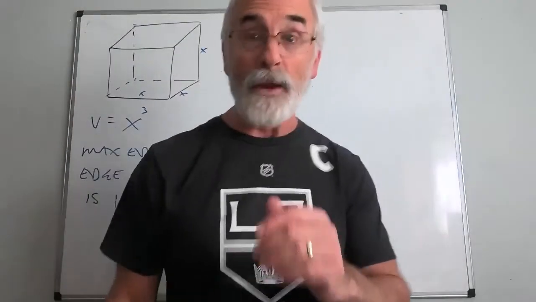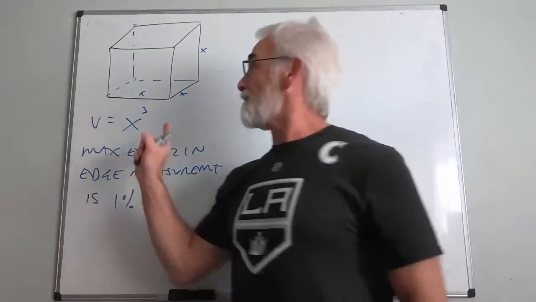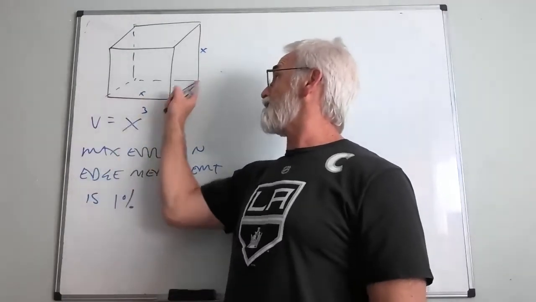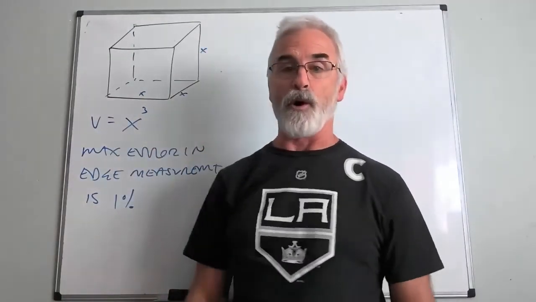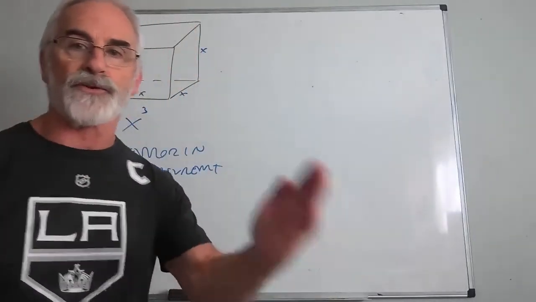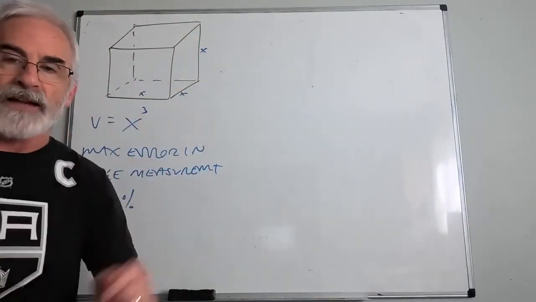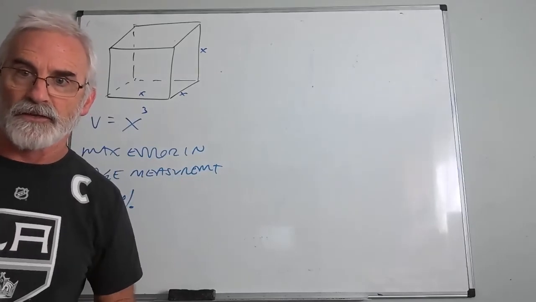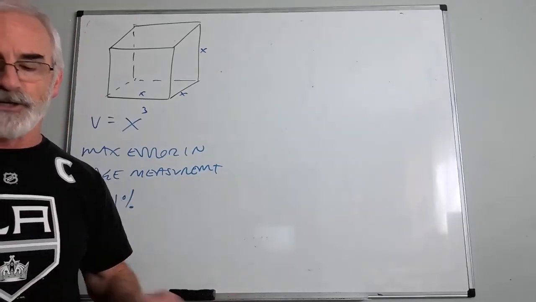Now, by the way, we could be perfect. This edge could be perfect. This could be 1% too big, and this could be 1% too small. So whenever we say maximum error is 1%, we mean in either direction. Plus or minus is irrelevant in that case. It's just, I'm off by this much.